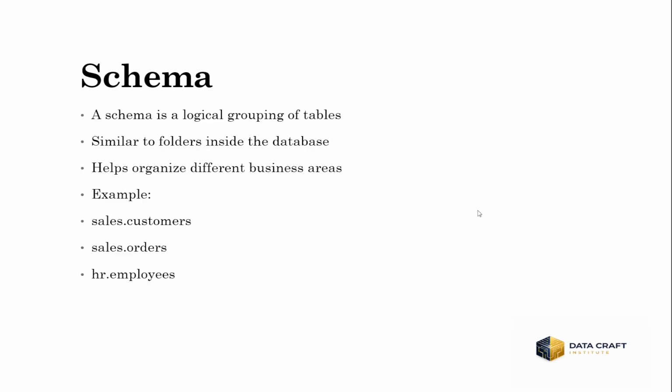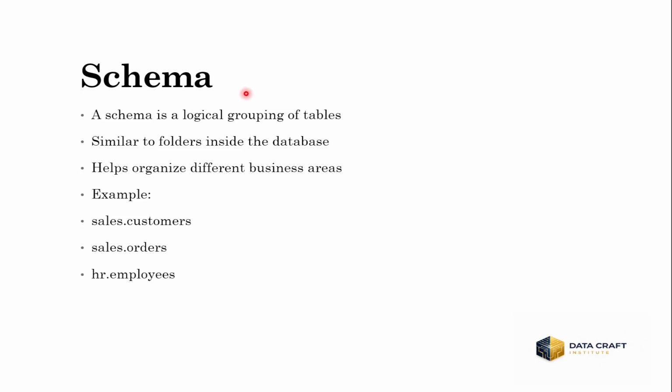Now, what is a schema? A schema is like a folder inside the database. It organizes related tables together so the database is easy to manage. For example, a sales schema might contain customers and orders tables. A finance schema might contain invoices and payments tables. Schemas help maintain structure inside large databases.